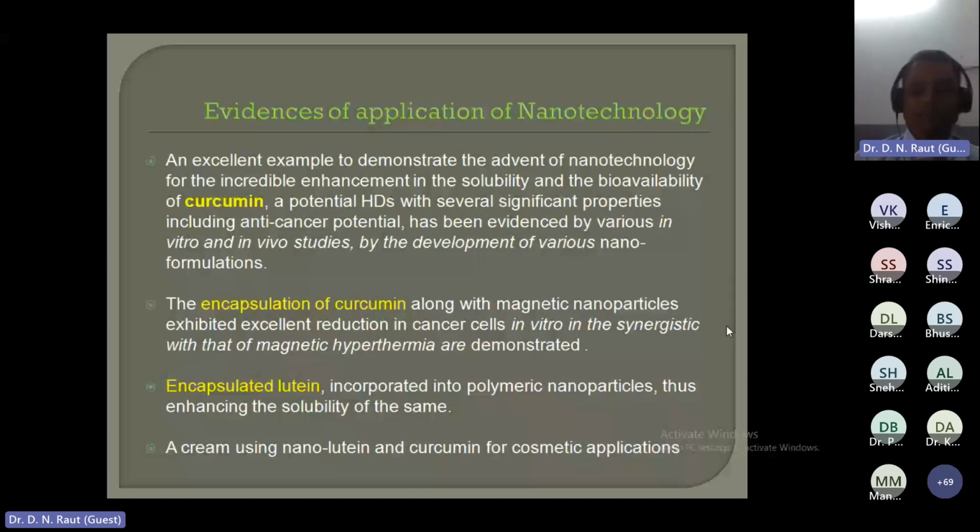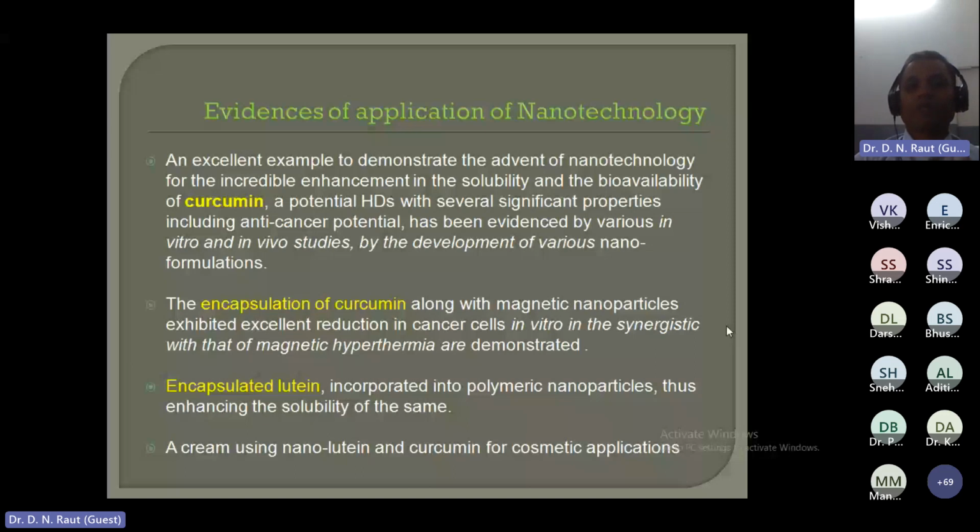These are different evidences of nanotechnology that are already going on. Use of herbal drugs in the formulation. The excellent example is curcumin, which demonstrates the advantage of nanotechnology for the incredible enhancement in its solubility and bioavailability. Actually, curcumin is a hydrophobic molecule. It has very low solubility, and that's why it has problems travelling in our body.